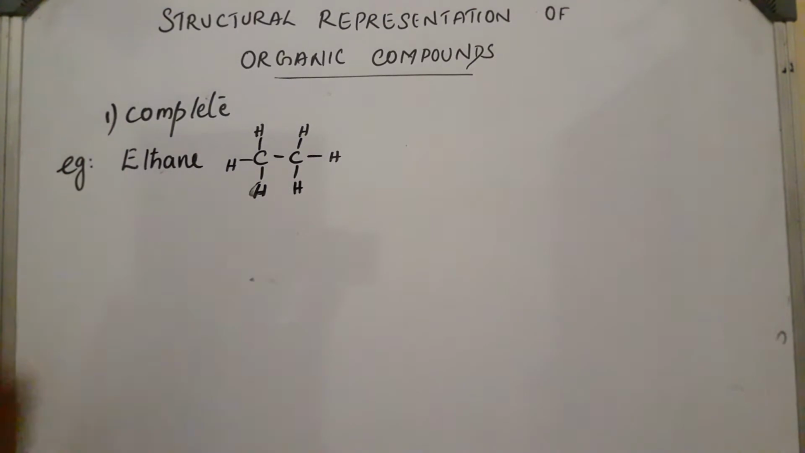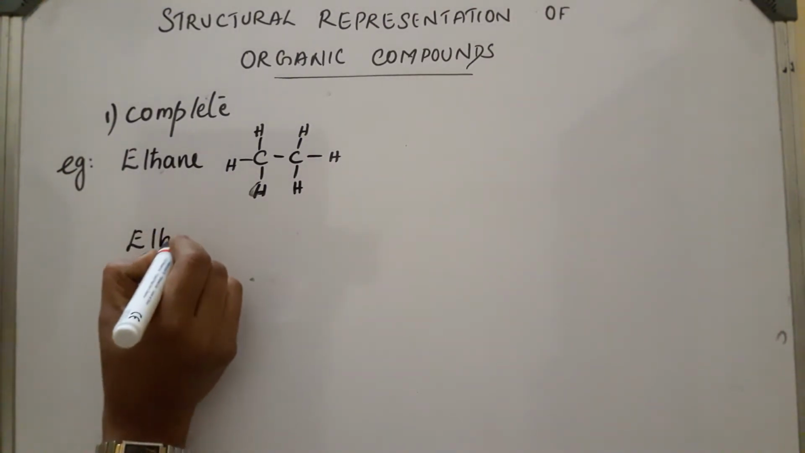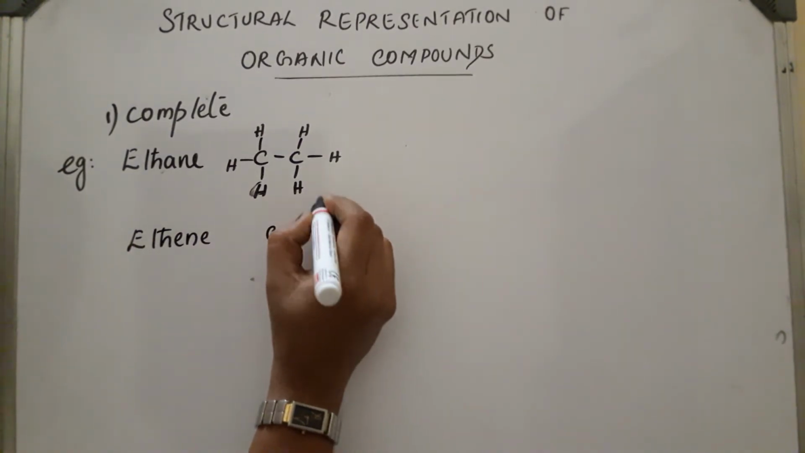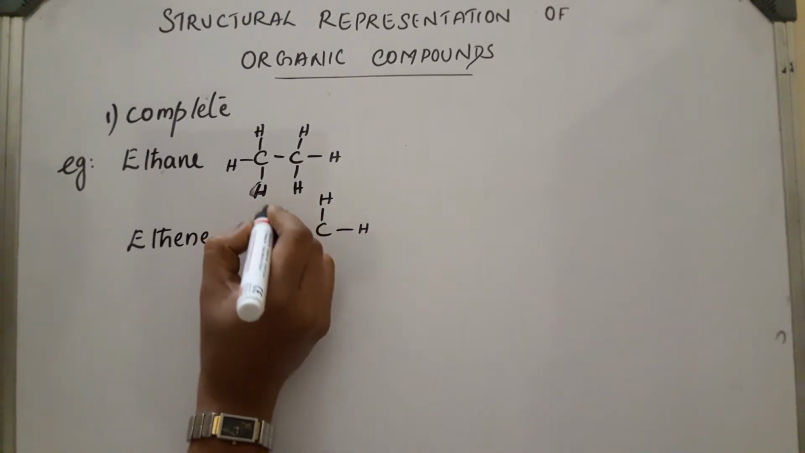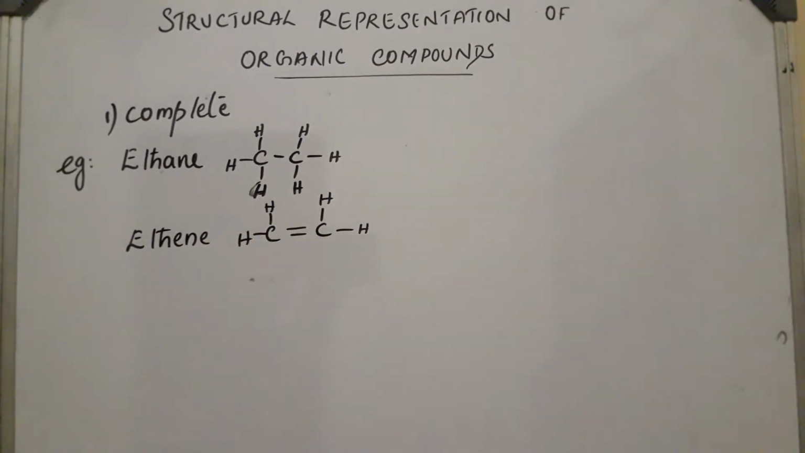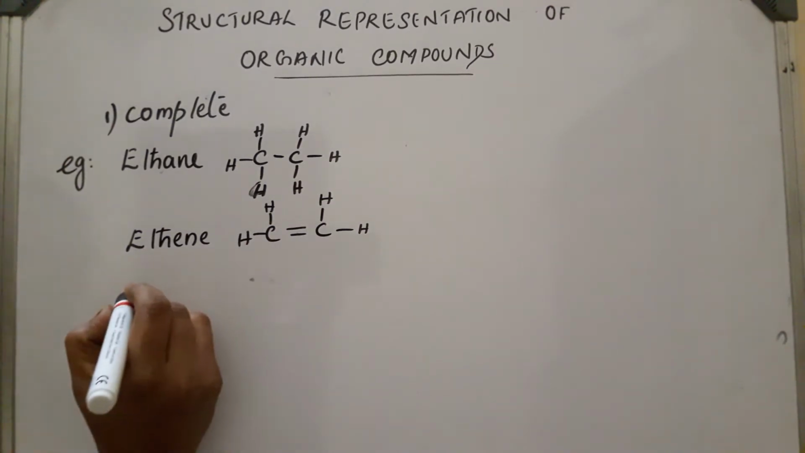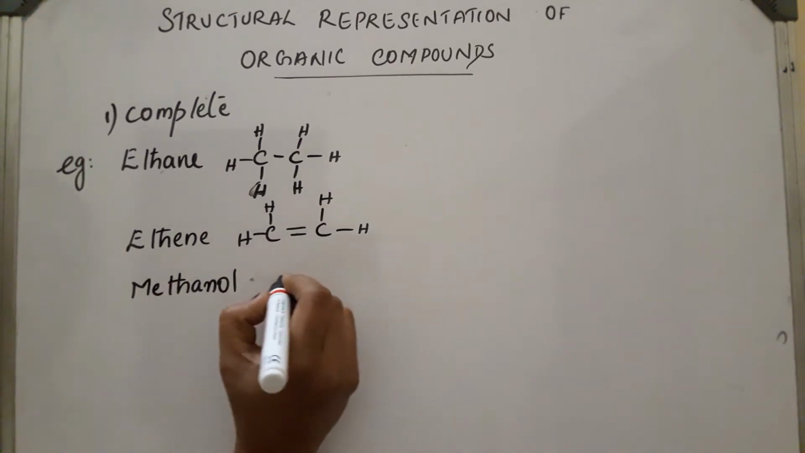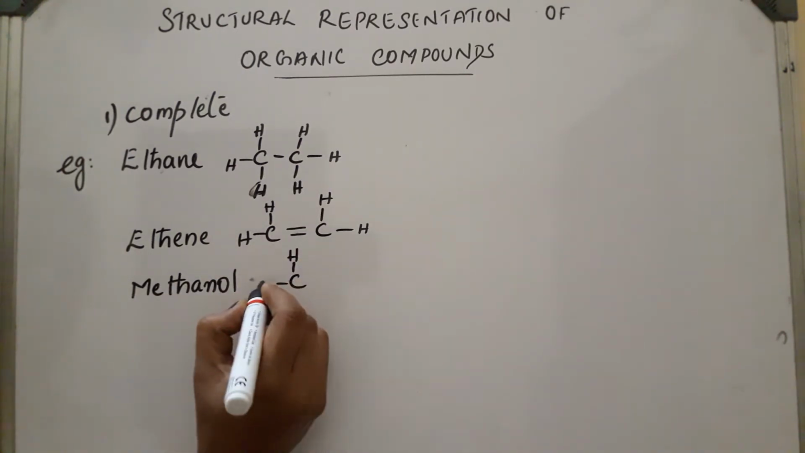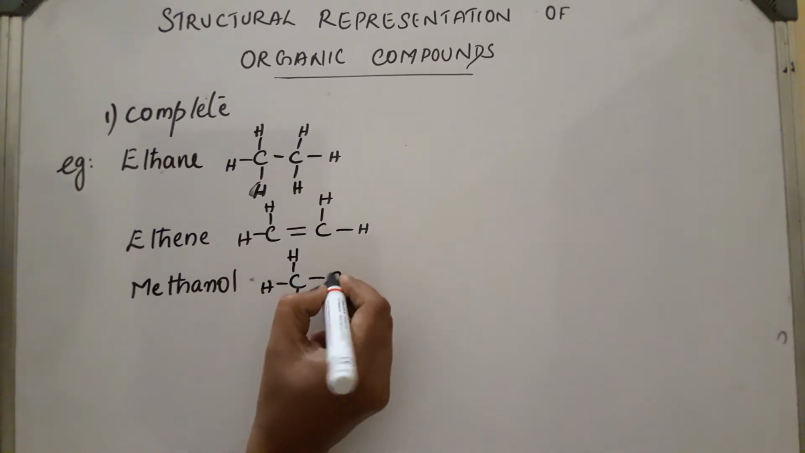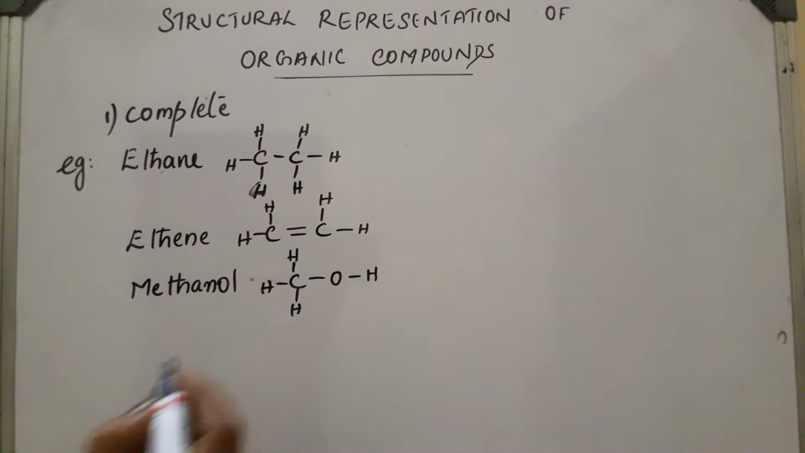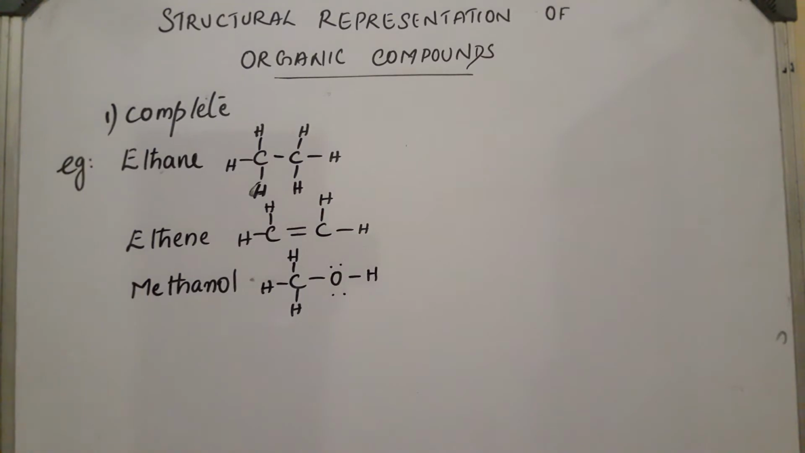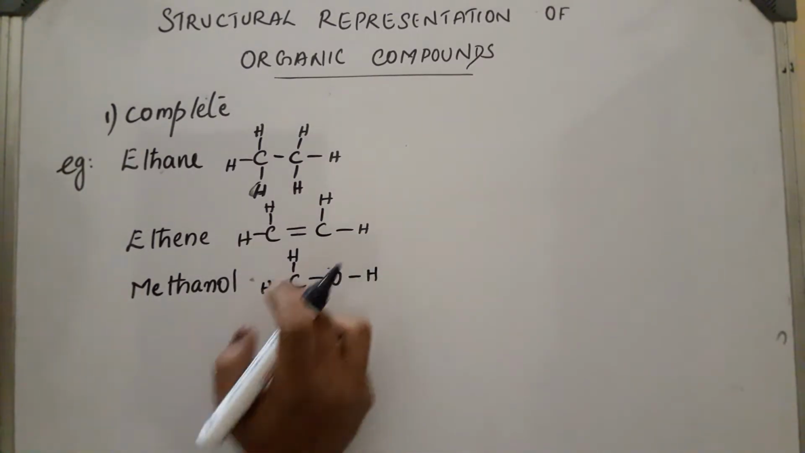Take another example, ethene. Ethene can be represented like this. Ethene contains a double bond. The compound will be like this. Take one more example, methanol. Methanol contains an OH group. The compound will be like this. In the case of oxygen, there are two lone pairs of electrons. Either we can represent it like this, or we can represent the compound without the lone pairs also.